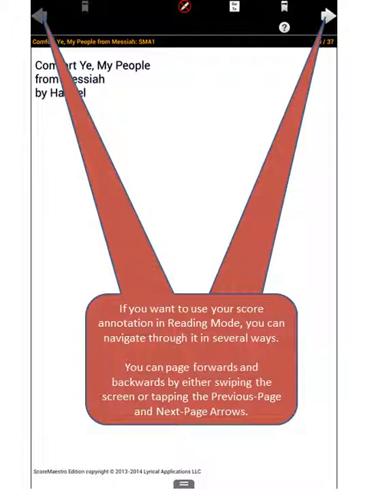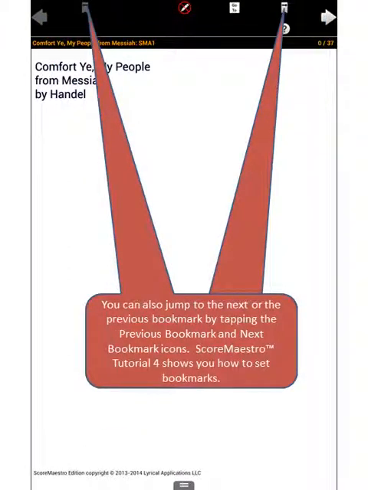If you want to use your score annotation in reading mode, you can navigate through it in several ways. You can page forwards and backwards by either swiping the screen or tapping the previous page and next page arrows. You can also jump to the next or the previous bookmark by tapping the previous bookmark and next bookmark icons. ScoreMaestro Tutorial 4 shows you how to set bookmarks.